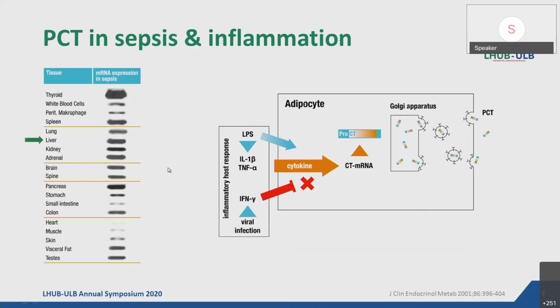And in these conditions, the expression is not limited to the thyroid, but most tissues will secrete PCT, and probably the main source is the liver. And in these tissues, the pro-hormone convertases are not expressed, and that's why PCT is secreted and not calcitonin.